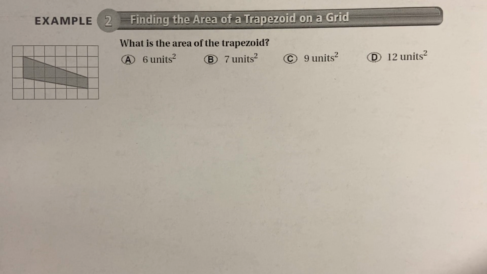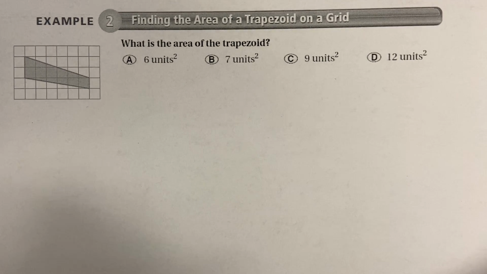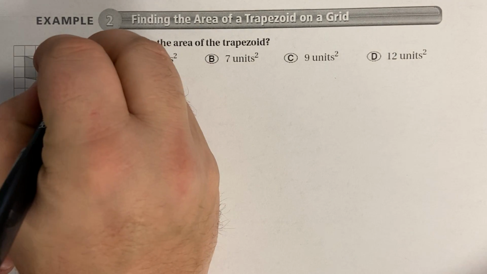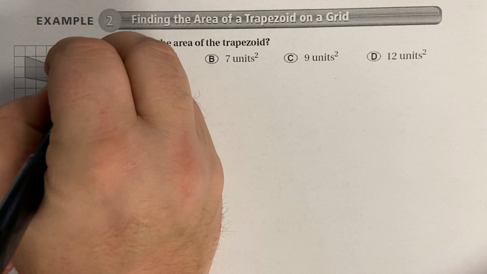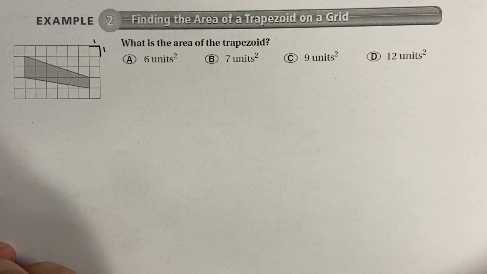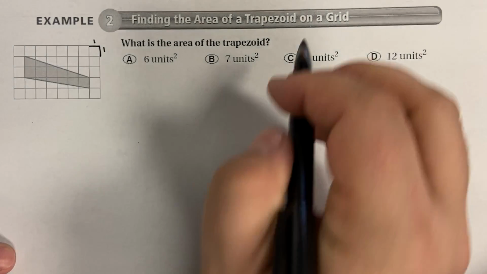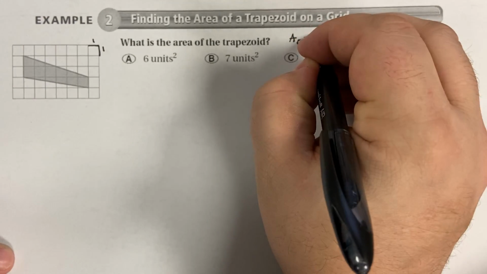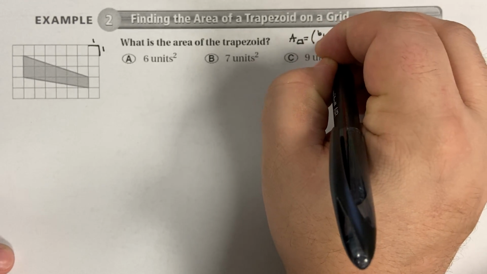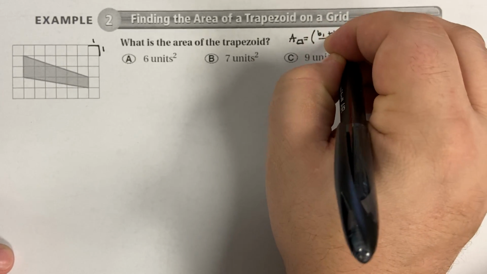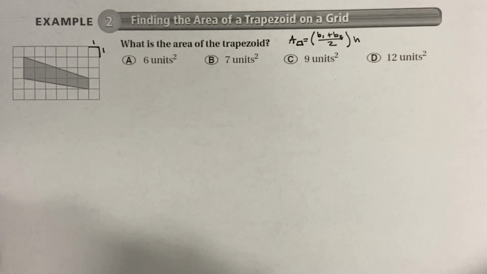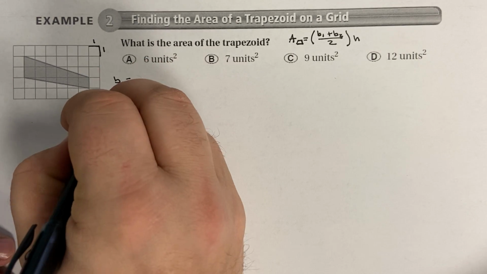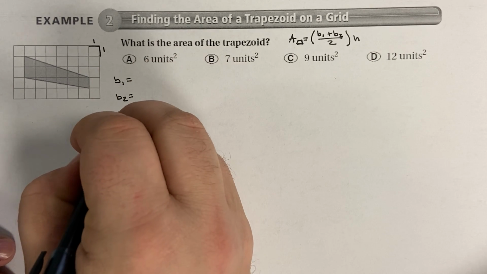So we can use this idea of a grid to find the area of something if we don't know its measure. What we do know is this length is 1, this length is 1. And to be honest, that's all we need to know. The area of a trapezoid is going to be base 1 plus base 2 divided by 2, all multiplied by our height. So we have to figure out what our base 1 is, what our base 2 is, and what our height is.